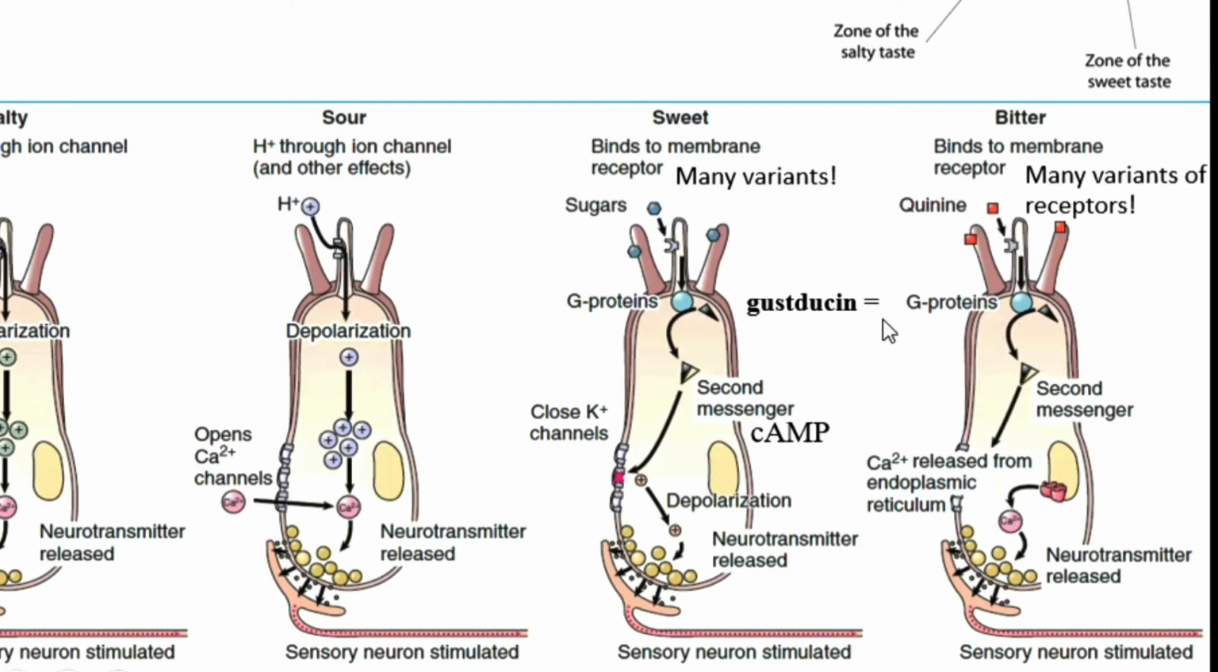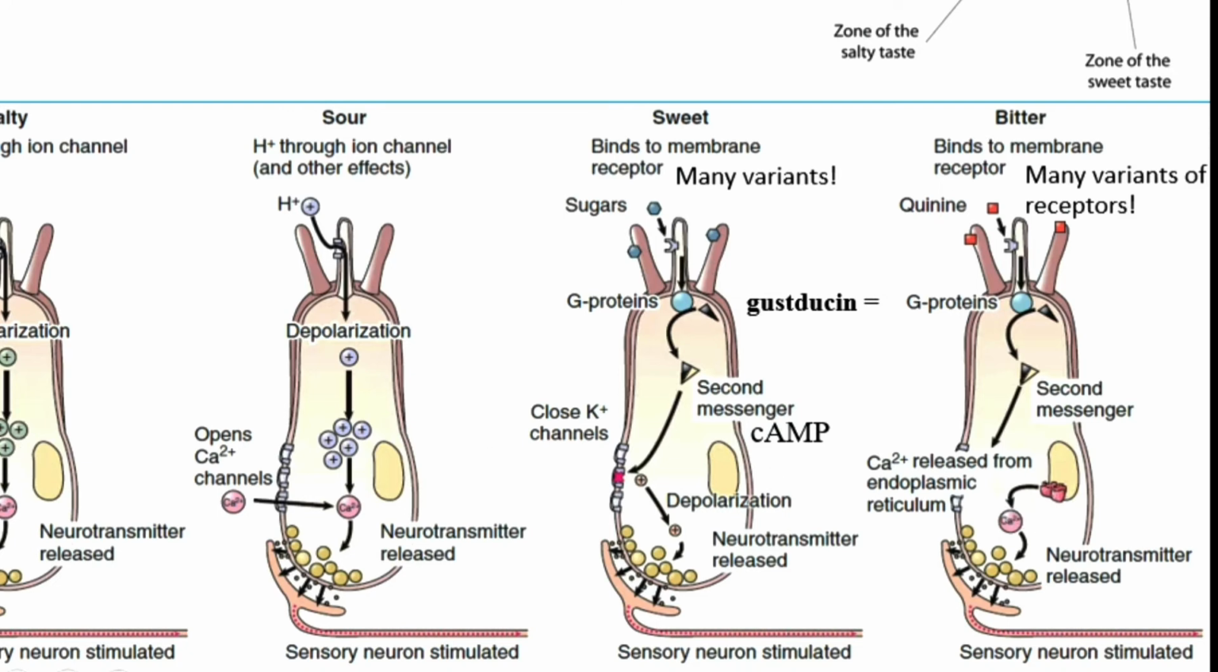The G protein, which was gustducin, will be activated. It has three parts, alpha, beta, and gamma. The alpha part is the activated part. It will activate adenylate cyclase, which is an enzyme, and it will make a second messenger. The second messenger for the sugar was cAMP, but in here the second messenger is different. Finally, the second messenger causes calcium to be released from the inner part of the cell, not from outside.